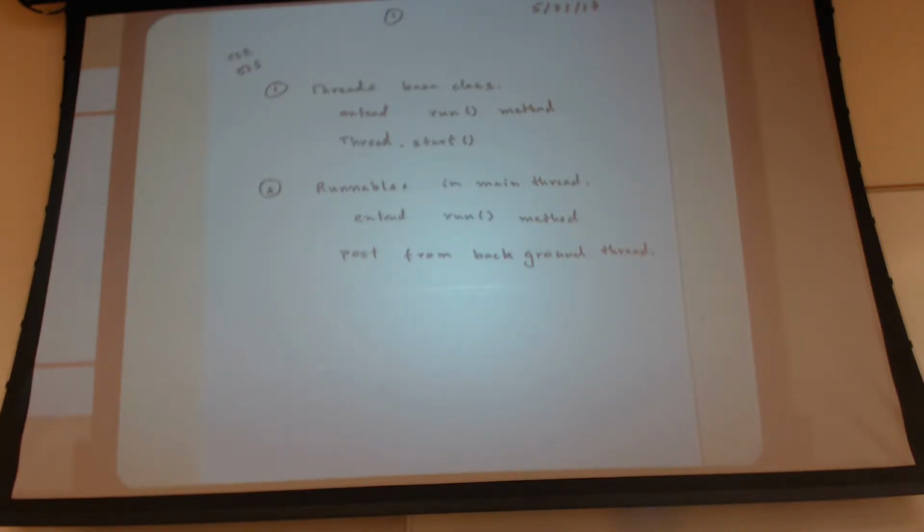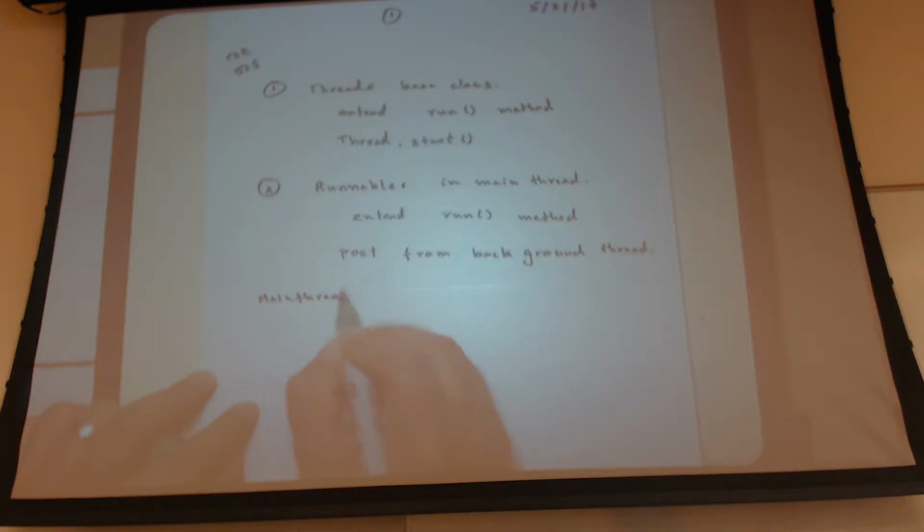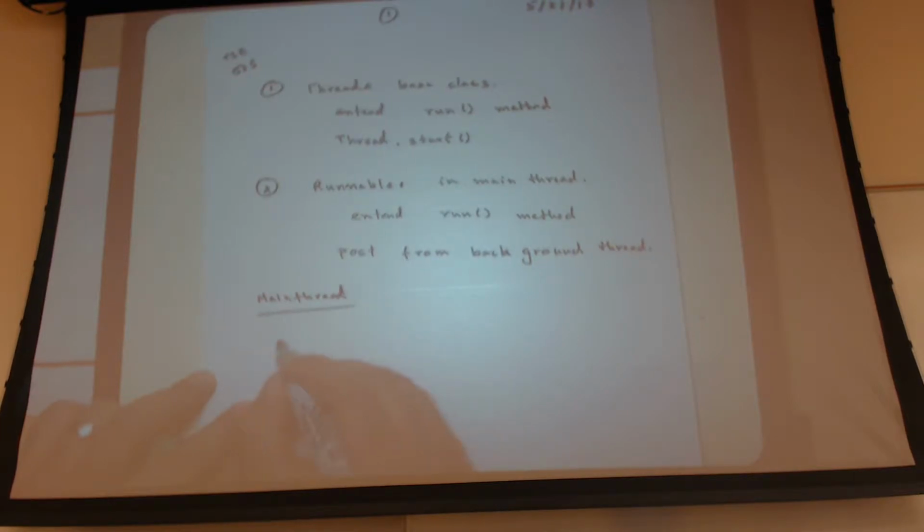So what we did was we discussed the concept of handlers. So how did the communication take place? There is a main thread. The main thread has a message queue and a token.